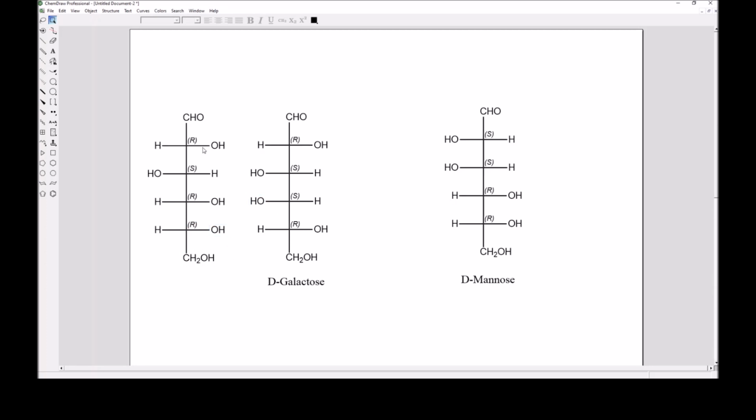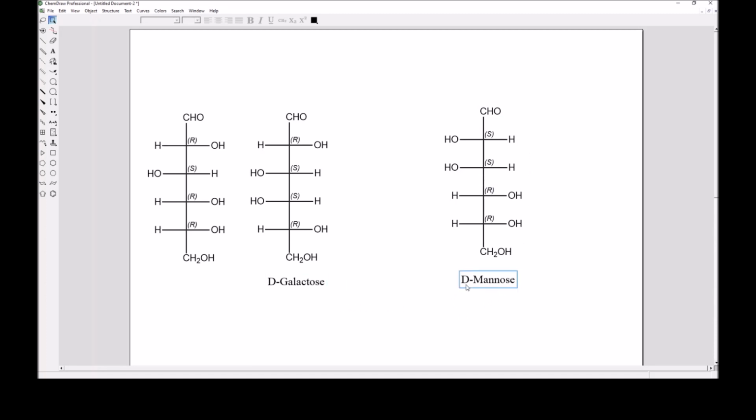Notice how I have flipped one of my chiral centers to get from D-glucose to D-galactose, but not all of my chiral centers. And if you flip some, but not all of your chiral centers, then that means that these molecules right here are not enantiomers of each other, they are diastereomers of each other. If you look at D-mannose over here, I flipped the first, did not flip the second, and then flipped the third, and did not flip the fourth. So I flipped some, but not all of my chiral centers.